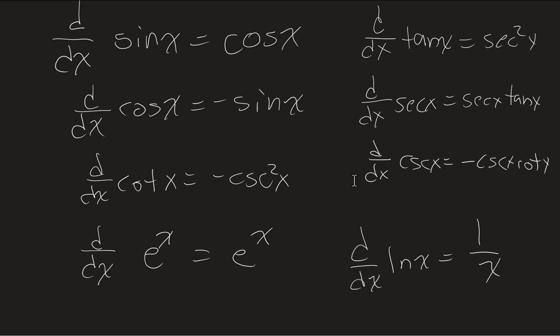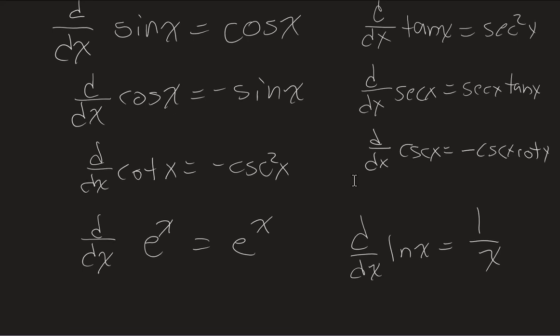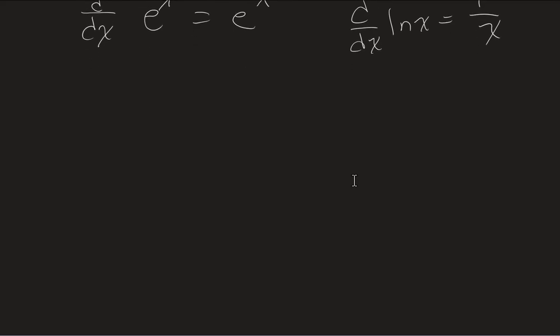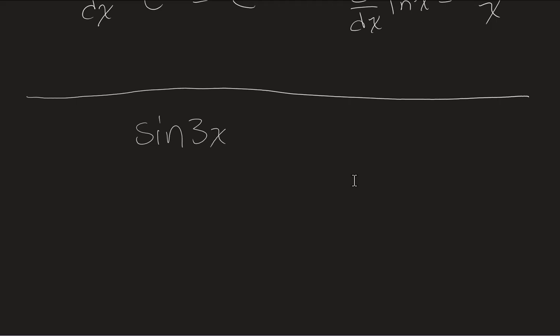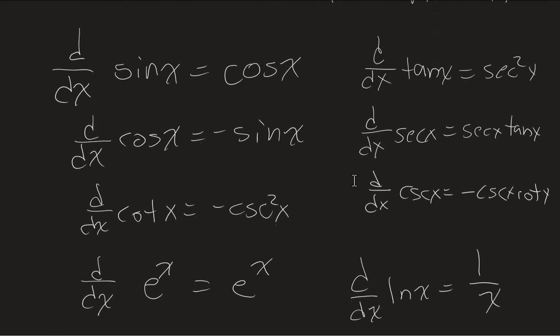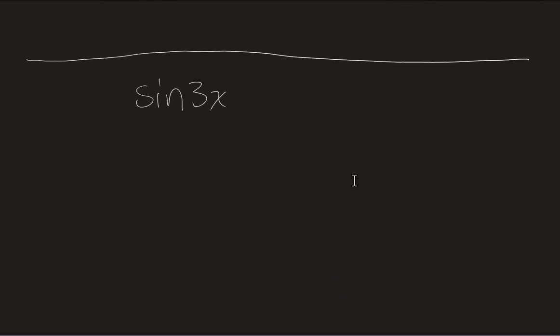Now, we're going to talk about the chain rule. But before we talk about the chain rule, this is the chain rule, but it gives you a shortcut when you have these same functions, but just multiplied by a number. So like, let's say I had sine 3x. Well, the derivative of sine x was cosine x. And so the derivative of sine 3x is cosine 3x times the derivative of 3x, which is just 3.